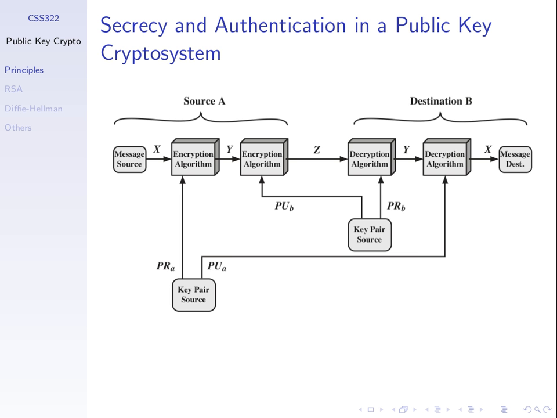Encrypt with the private key of the source, and then encrypt with the public key of the destination for confidentiality, and that should provide both services. So that's how public key cryptography can be used in general.